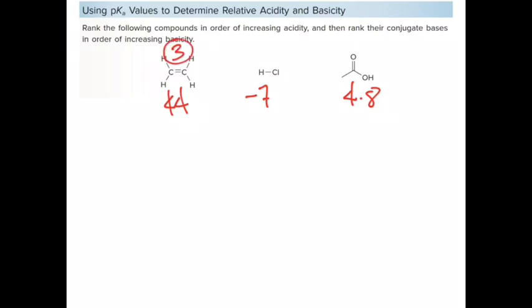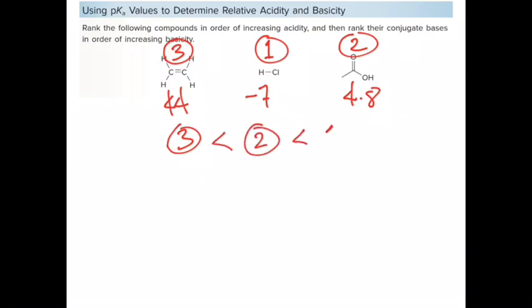So 3, followed by this one right here, and then the highest one is hydrochloric acid. So if we were to rank them in terms of increasing acidity, 3 goes first, is less than 2, and 2 is less than 1, because hydrochloric acid is the strongest acid.